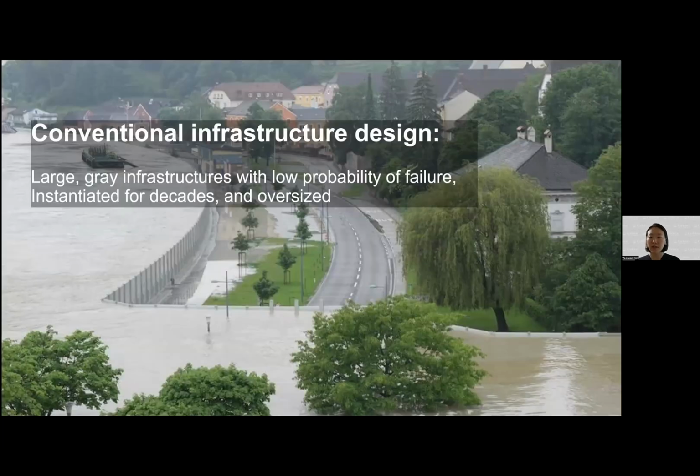So current infrastructure development practices have remained largely unchanged in the past several decades. These robust traditional infrastructure systems have been designed to be large, gray infrastructure systems with low probability of failure and to last for decades, and they are often oversized to comply with safety margins to avoid any possible failures. However, those traditional infrastructure design practices are rigid and do not reflect the changes in the profile, frequency, and intensity of extreme weather events, and it makes the rehabilitation of infrastructure systems more difficult in urban areas.